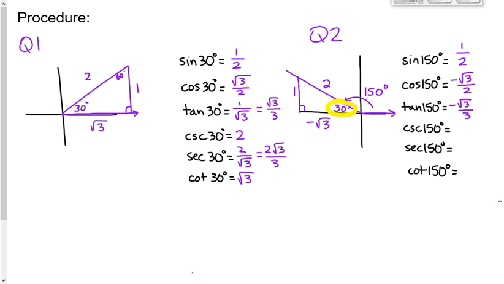The cosecant is the reciprocal of sine, so hypotenuse over opposite, and you get 2. The secant is the reciprocal of cosine, so hypotenuse over adjacent, 2 over negative square root 3. Rationalize that and you get negative 2 square root 3 over 3. And the cotangent is the reciprocal of tangent, so adjacent over opposite, negative square root 3.